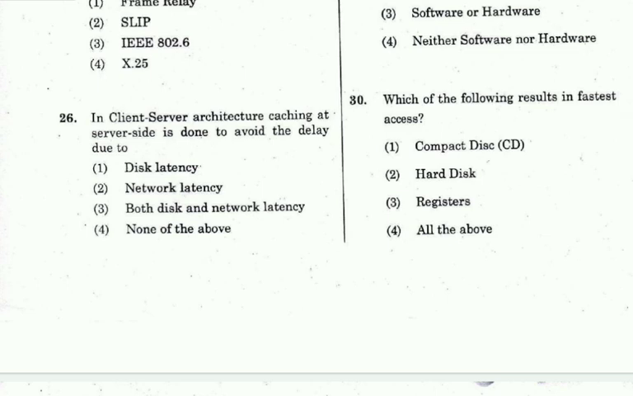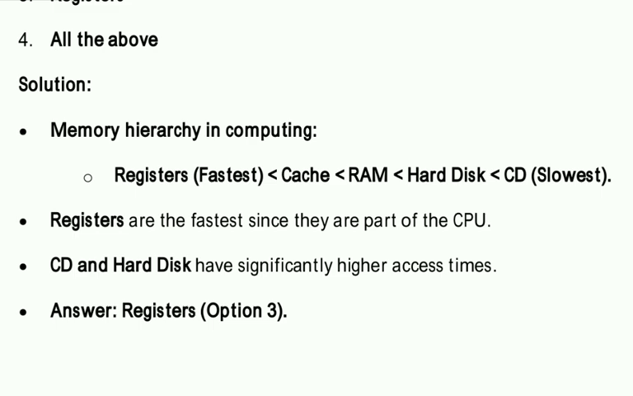Which of the following results in fastest access? Given the different types of memory here, we need to find out the fastest accessible memory. In the memory hierarchy in computing, registers are the fastest and CD, that is compact disk, is the slowest one. Okay, so registers have the fastest access. Next, cache memory, RAM, hard disk, and CD. Registers are the fastest since they are part of the CPU, and CD and hard disk have significantly higher access times. So that's why option 3 is the correct answer, registers.